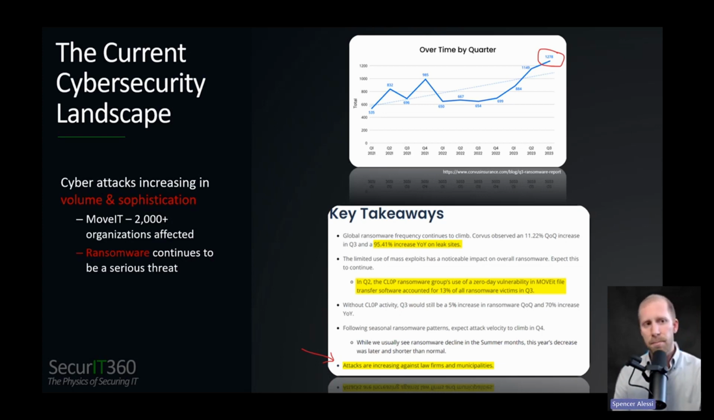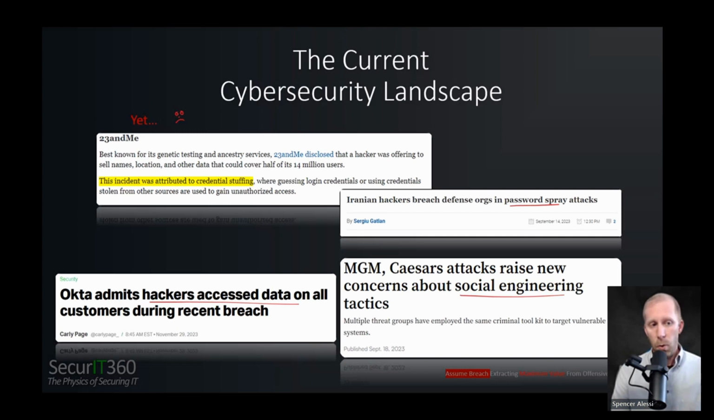On the flip side of the coin, even though we're seeing an increase in volume and sophistication, we're still seeing very low sophisticated attacks: credential stuffing, password spraying, social engineering. When you look at Okta, when you look at MGM and things like that, we see that these attacks are happening a lot of times because of very rudimentary attacks. This is not anything super sophisticated. A lot of it comes down to essentially password guessing.